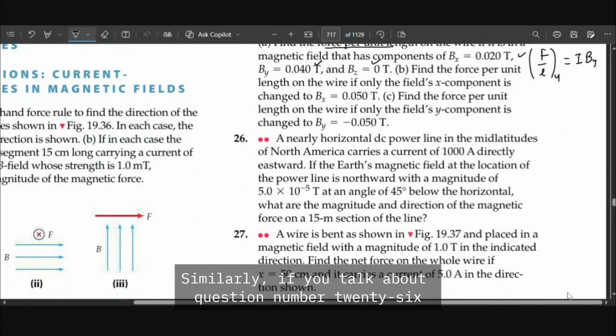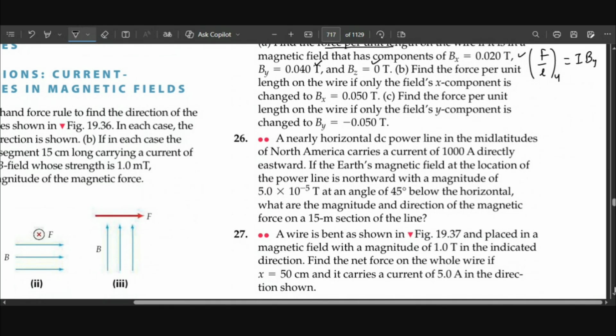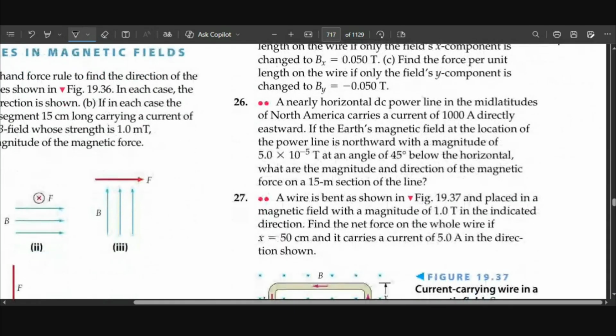Similarly, if you talk about question number 26, it is going to be the same. You can simply do it. You can do it very easily. You know the answer, you can simply do it.